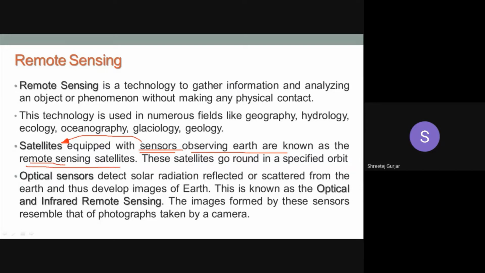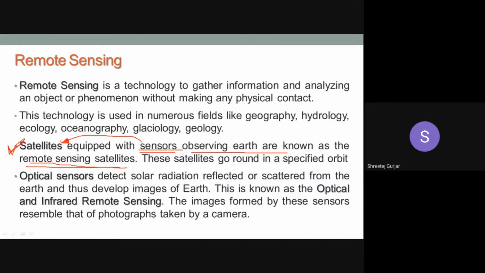You might have heard this particular term, remote sensing satellites, right? So these satellites are equipped with these kind of sensors and are observing the Earth from space, right? They are rotating along with the Earth in a specified orbit, and they go around the Earth and they gather data. Okay, so these are remote sensing satellites. Okay. So India has also various number of satellites. I will give a few list of those later on.